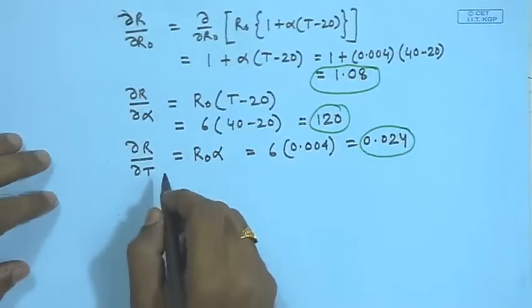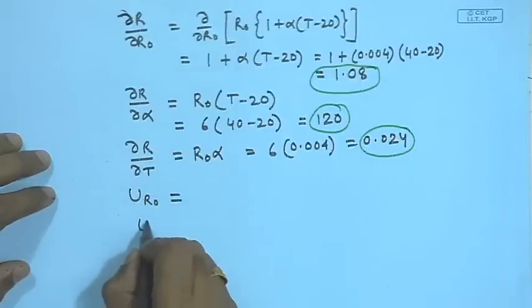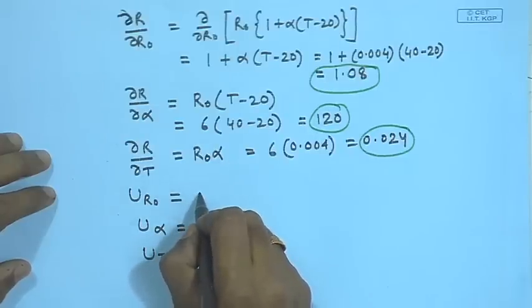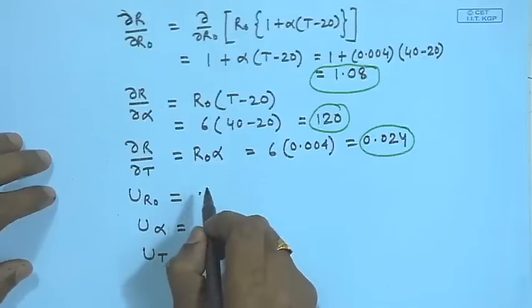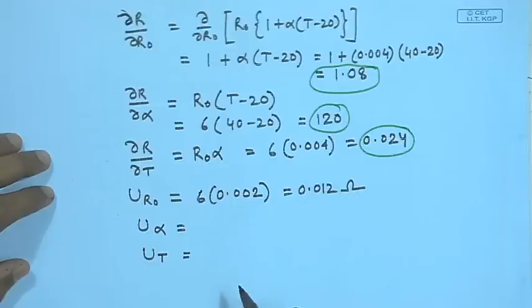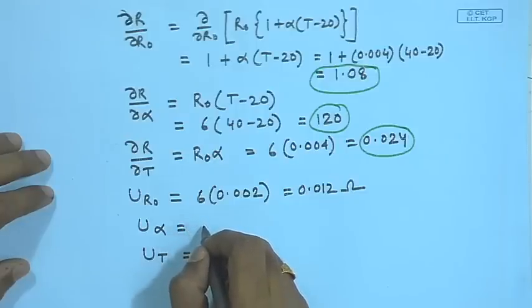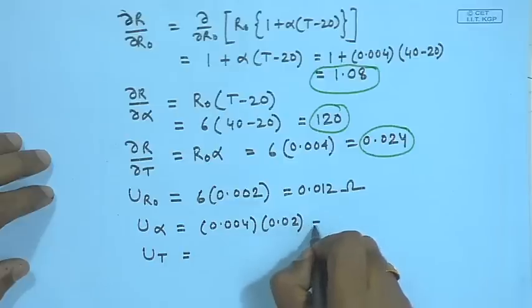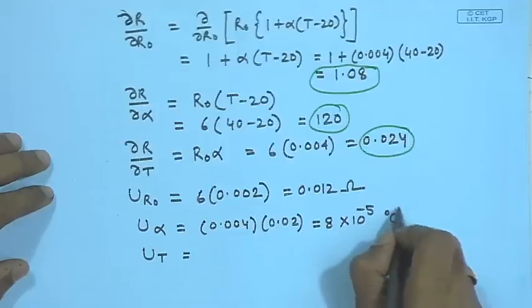We now need to know u R0, u alpha and u T. For u R0, R0 is given as 6 ohm plus minus 0.2%. So, 0.2% of 6 ohm is 6 into 0.002, which is 0.012 ohm. u alpha is 2% of 0.004, which will be 0.00008, or 8 into 10 to the power minus 5 per degree Celsius.